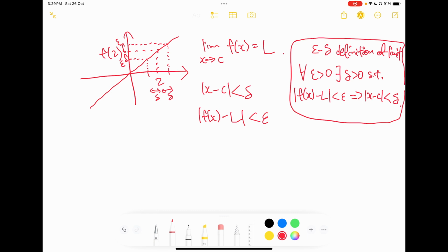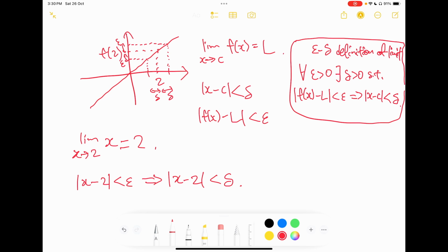So let's try to apply it in this case, okay? So our function is x, and the limiting value as x approaches 2 is 2. So how do we try to find this using the epsilon delta definition? So first we look at the f(x). So f(x) is x, right? So |x minus L|, which is 2, is lesser than epsilon. This needs to imply that |x minus c|, which is 2, is lesser than delta.